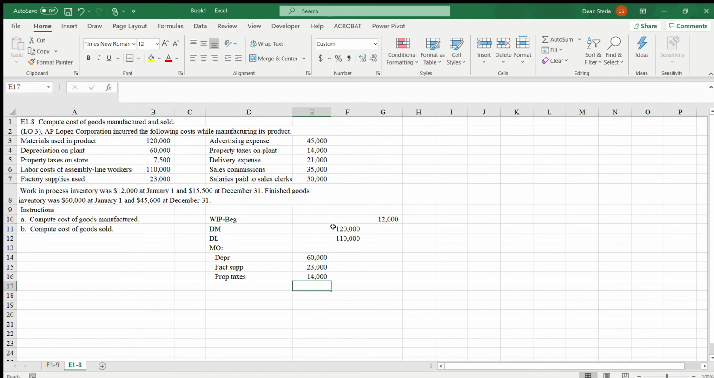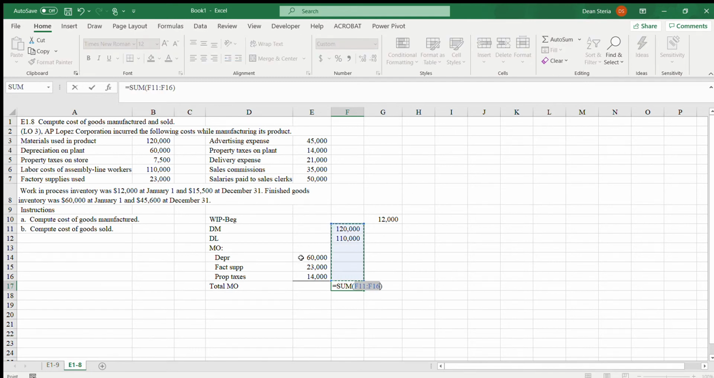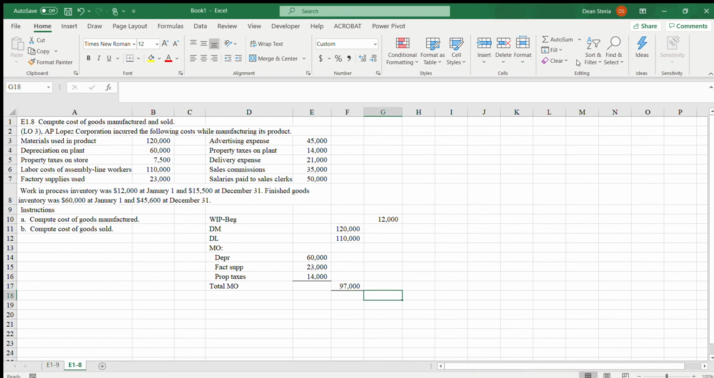Now the reason why I'm putting these on different lines like this, or different columns, is to make it easier to read. Okay, so now this is going to be my total MO that was used, and I'm just going to add up those three numbers right there. So now I have my direct materials, direct labor, and MO. I'm going to add those three up. And do you remember what that was called? That's our total manufacturing cost.